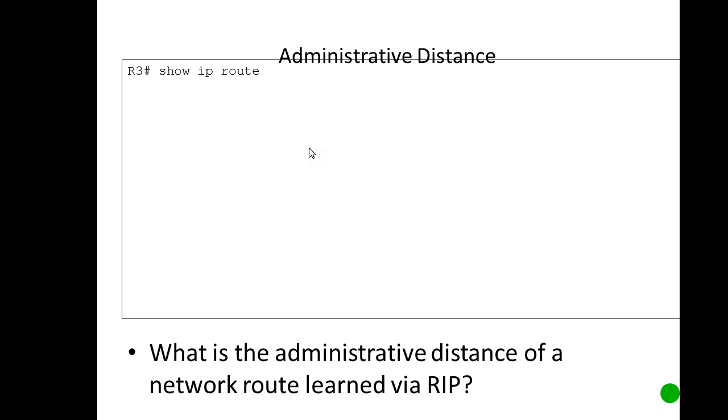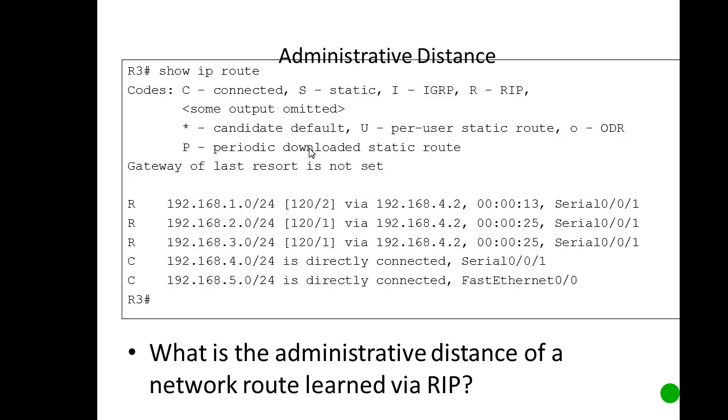Once you finish configuring RIP version 1, you can type show ip route. This 120 means the administrative distance, and this 2 is the metric, which means 2 hop count. So from R3, to get to 192.168.1.0, that final destination network, it takes 2 hops, and the packet has to be sent to this interface.